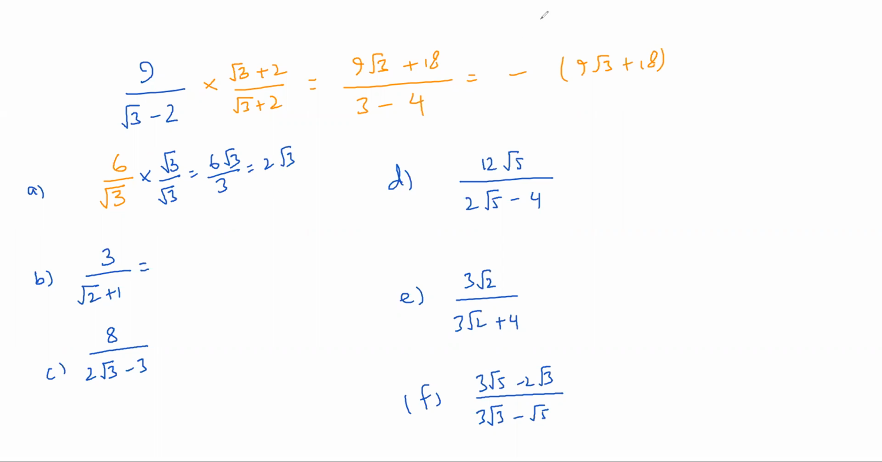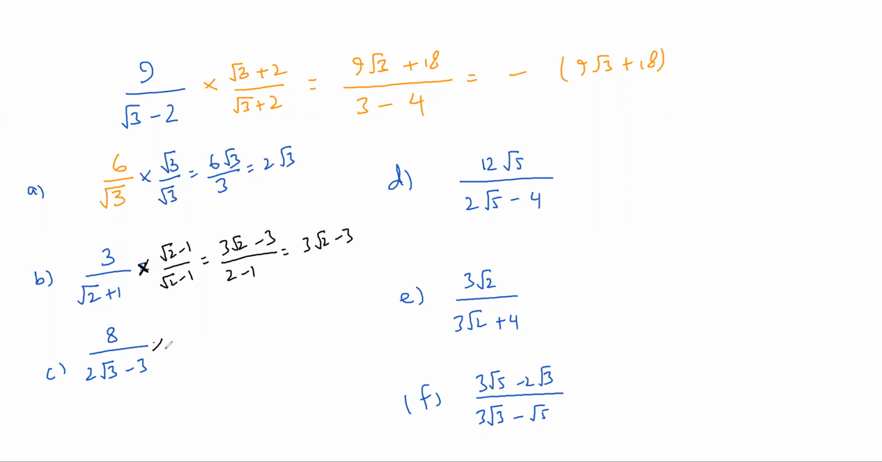Okay. So the next one, we have to multiply this by under root 2 minus 1 over under root 2 minus 1. So the numerator is 3 under root 2 minus 3. The denominator is 2 minus 1. So this is simply 3 under root 2 minus 3.